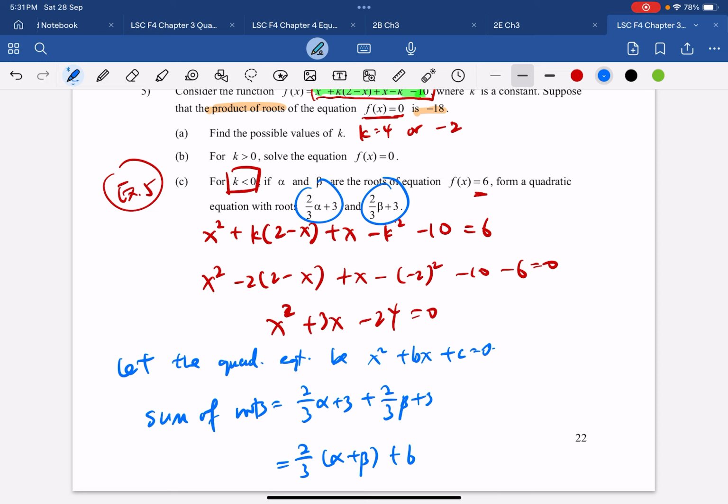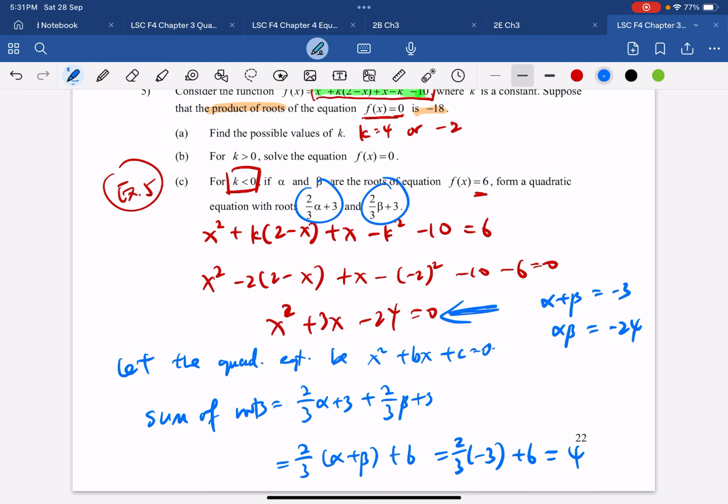So what's the value of alpha plus beta? Okay, alpha and beta are the roots for this equation, right? For x squared plus 3x minus 24 equals 0. So you know alpha plus beta is negative 3 and alpha beta is negative 24. Right? Negative b over a and c over a. So you just plug in negative 3 to here and it will give you the answer of, let me see, 4.